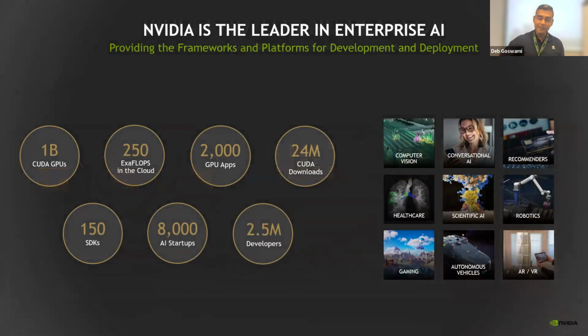So as of today, we're delighted to talk about our software platform and what we enable across the world. We've got over 1 billion CUDA GPUs that accelerate workloads. We've got over 2,000 GPU apps, nearly 24 million downloads and going. We've got nearly 200 SDKs at this stage and about 12,000 AI startups, right? So even in the time that we've made these slides, we're kind of moving at the speed of light.